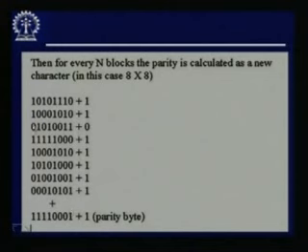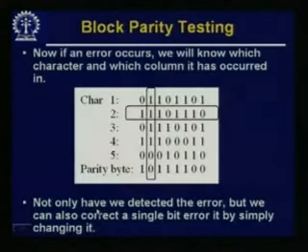Now, if an error occurs, what is going to happen is if there is a single error which has occurred, wherever it may have occurred, in that row the parity test will fail. Similarly, in the column also the parity test will fail, and since one column and one row intersect exactly at one cell, we know that that is the bit which has become corrupted. So, now if an error occurs, we will know which character and which column it has occurred in. Not only have we detected the error, but we can also correct a single bit error by simply changing it.